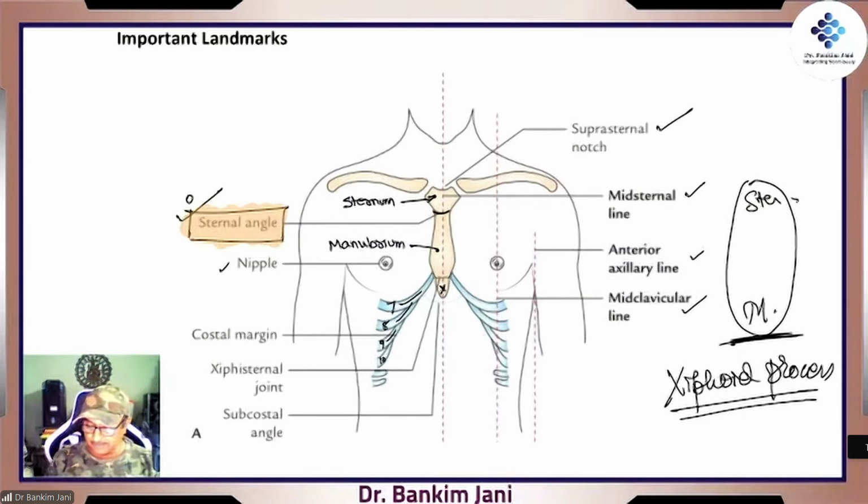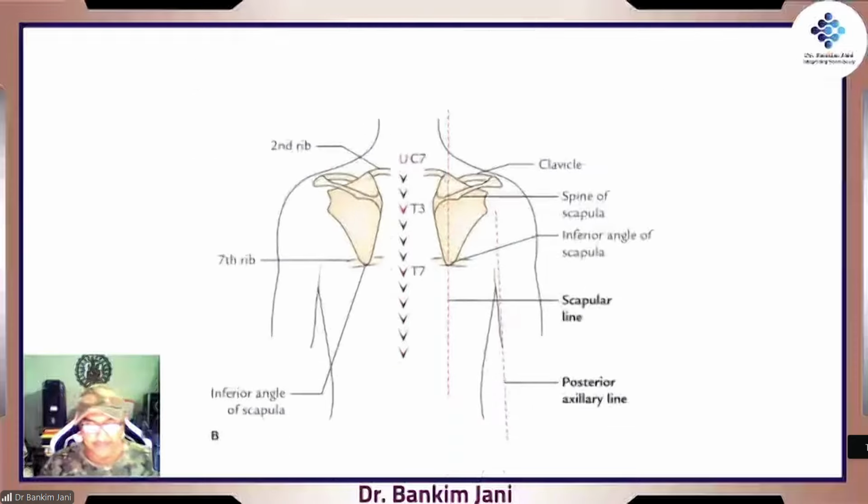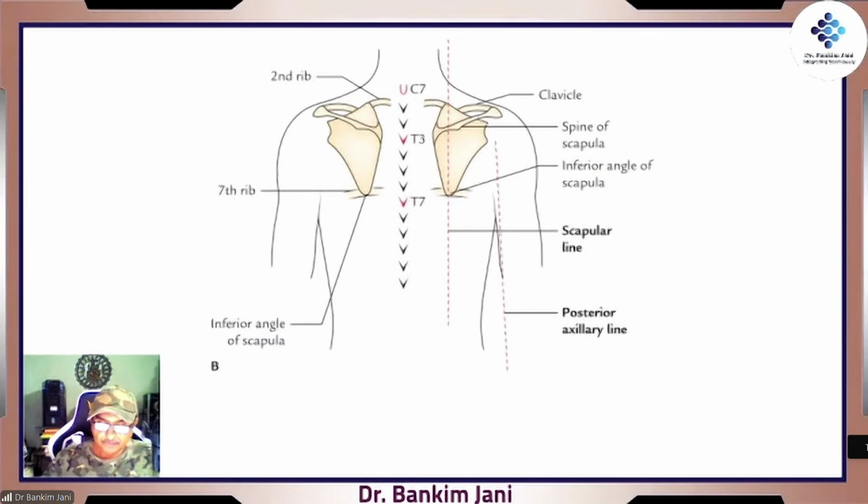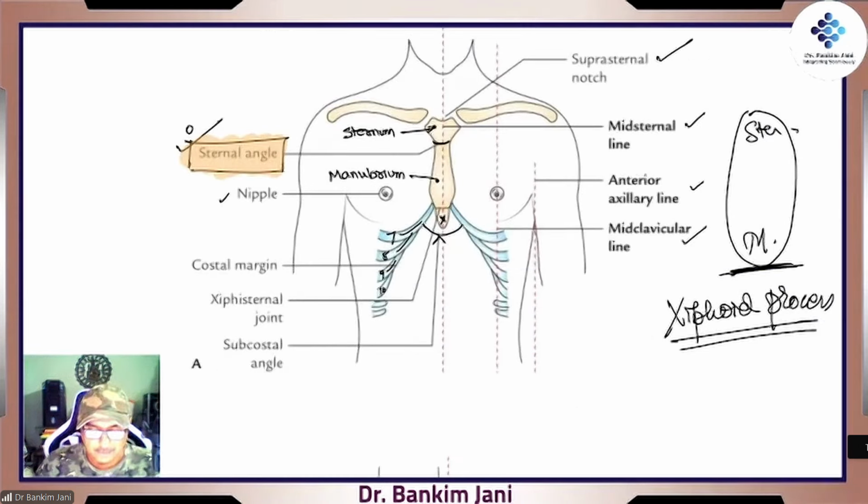And this angle, the angle formed by two costal margins, is called the subcostal angle. So these are some important landmarks. On the back side, you'll find C7, the cervical 7. If you put your hand behind your neck and try to feel, upper body. Oh, sorry.